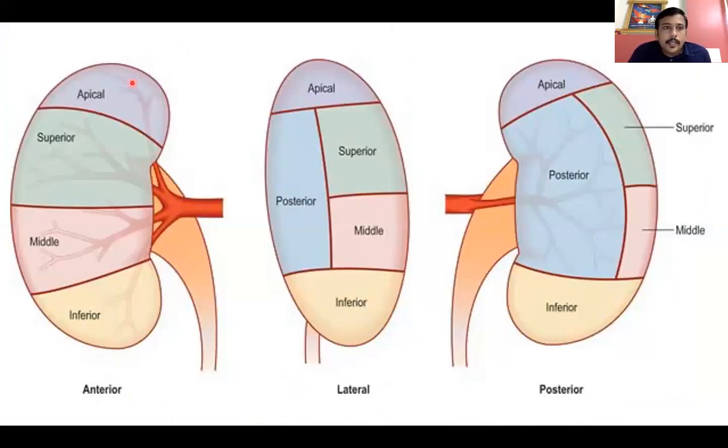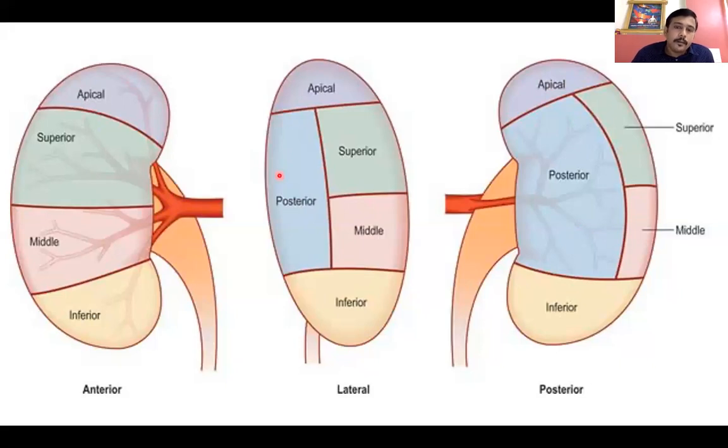So anteriorly, we can see the apical, superior, middle, and inferior lobules, or segments, you can say. And posteriorly, we can see the posterior as well as the apical and the inferior. And along the lateral margin, we can see the superior and the middle lobules. So this is a lateral view where you can see all the 5 lobules: the apical, superior, middle, inferior, and posterior lobules. So the ramification of the blood supply is specific to these lobules.